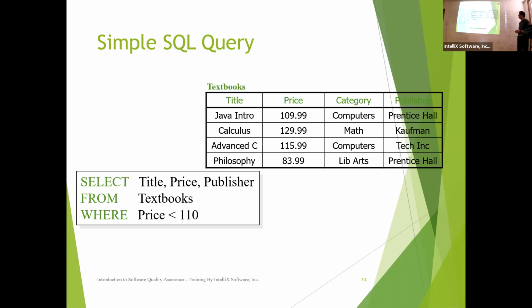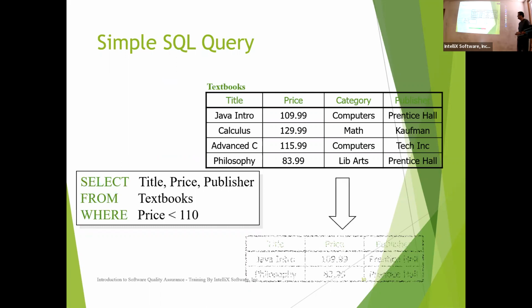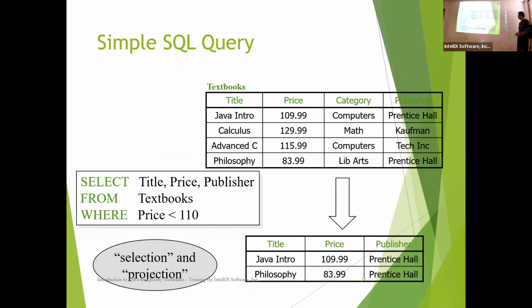So it will first apply the filter condition. I just need to manually scan it: 83 will come out, 109.99 will come out. So I should expect to see Java at 109 and whatever the publisher is. It will not show the category because I have not selected it here. So those 2 records will be shown.